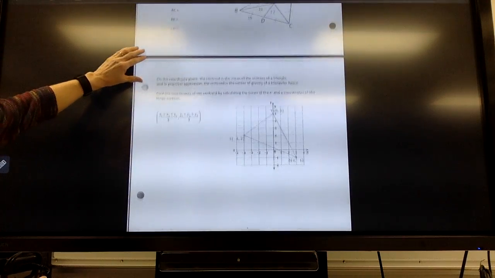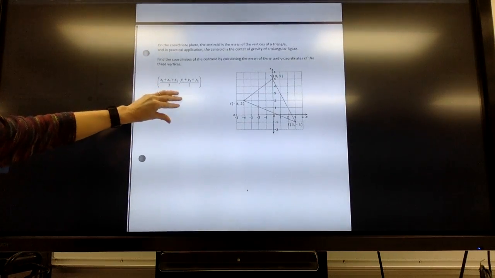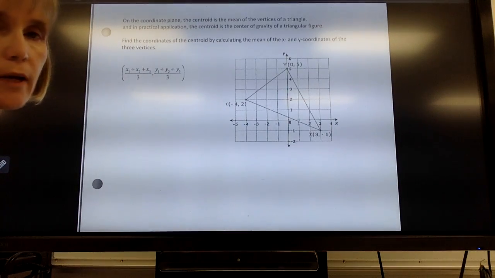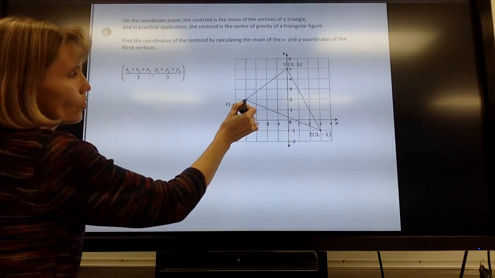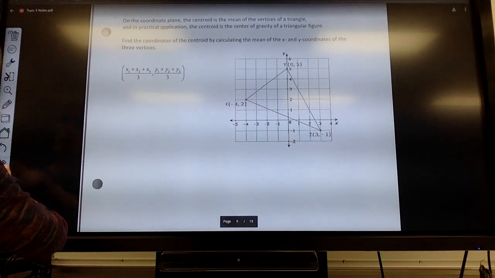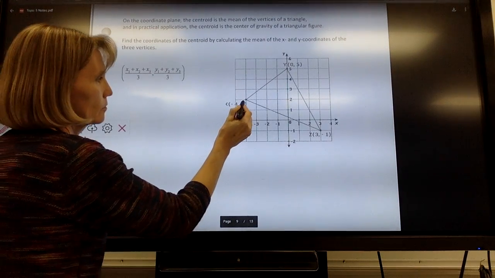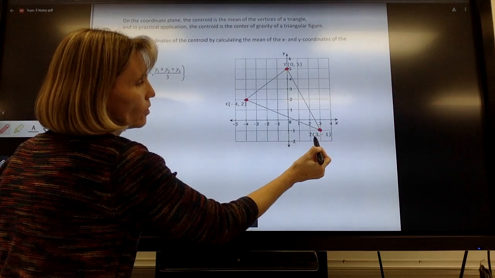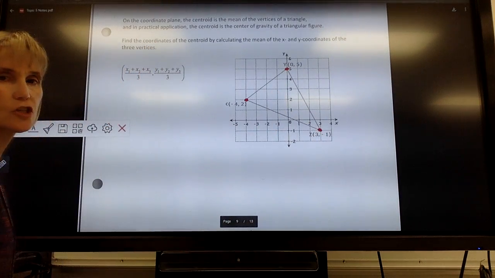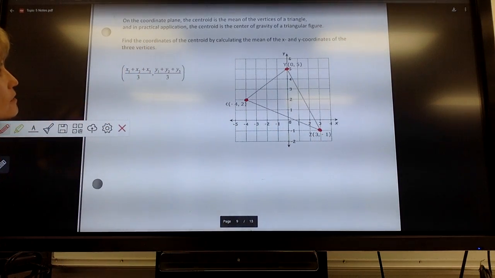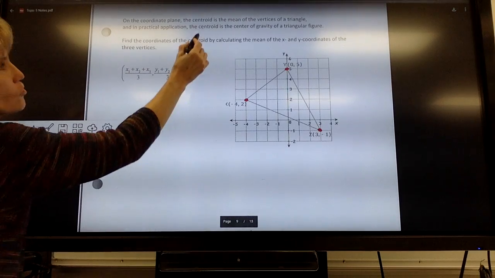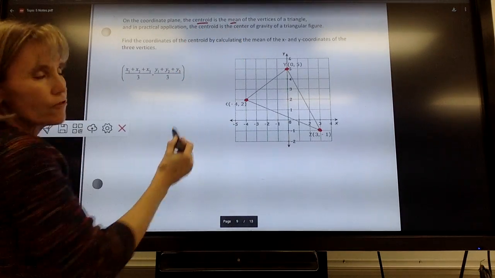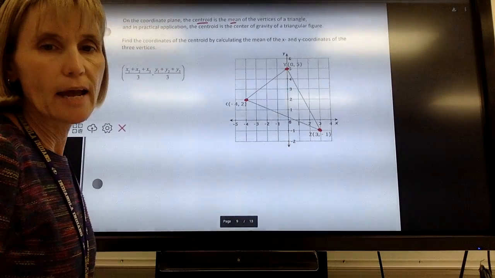Okay, and then the last thing that we're going to go over, okay, it says on the coordinate plane. Okay, if you're working on a graph where the corners of your triangle have ordered pairs, so I've got corners of my triangle where I have the ordered pair for each endpoint there, each vertex. It says the centroid is the mean of the vertices. Well, how do we find a mean? A mean is an average.